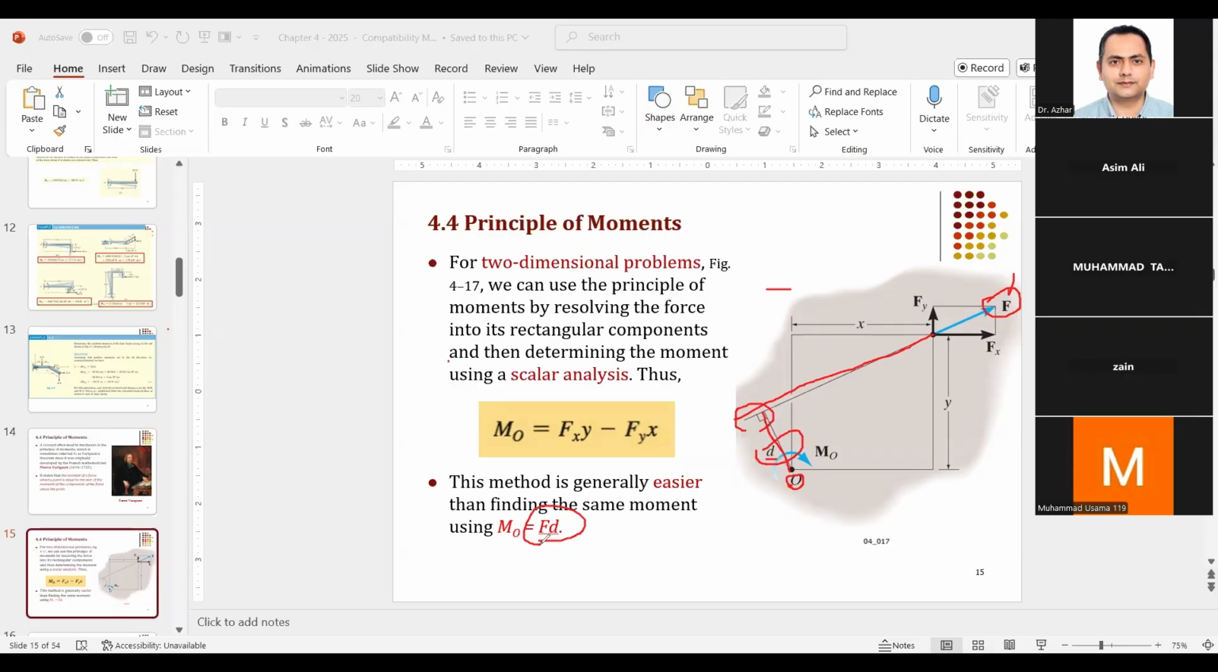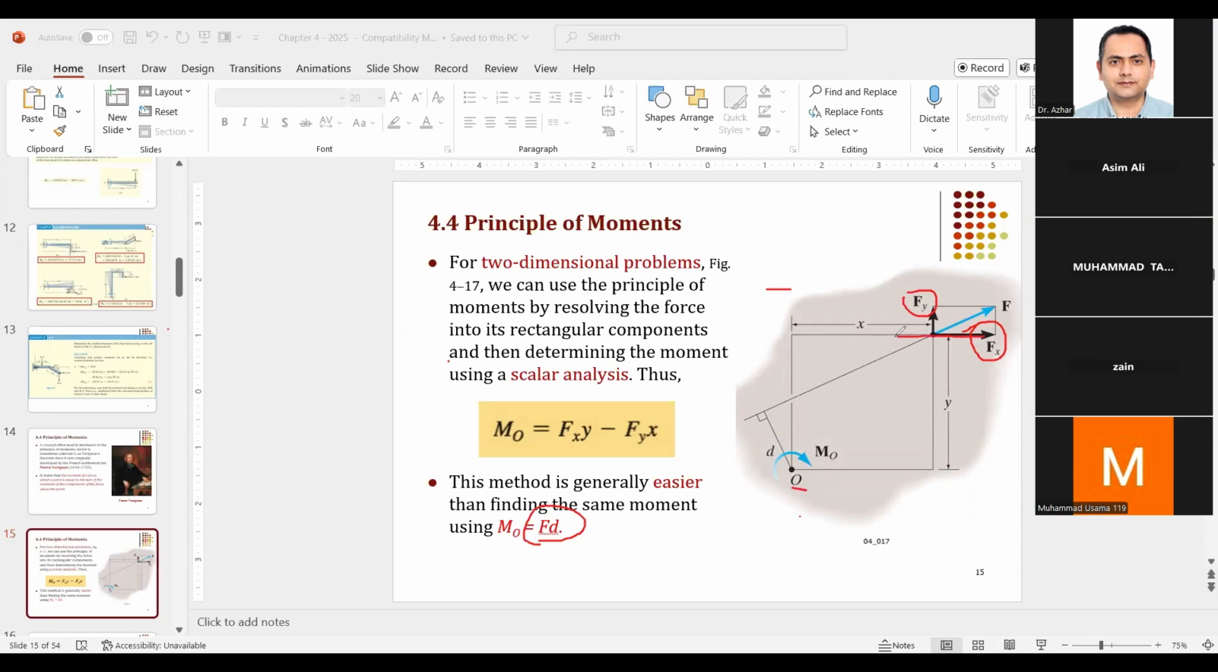This is the moment because of the force itself. Then you do this. You resolve this force into two components. What components? You resolve the force into Fx and Fy. Then you calculate the moment because of Fx and Fy about point O. Okay, how you do that?